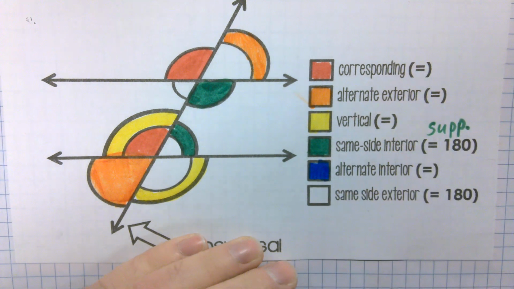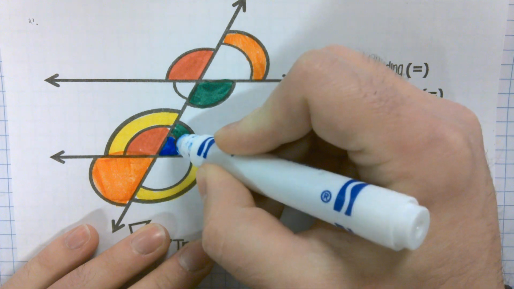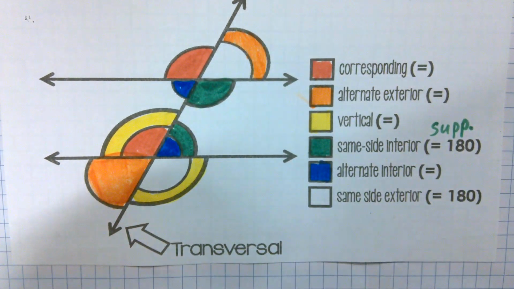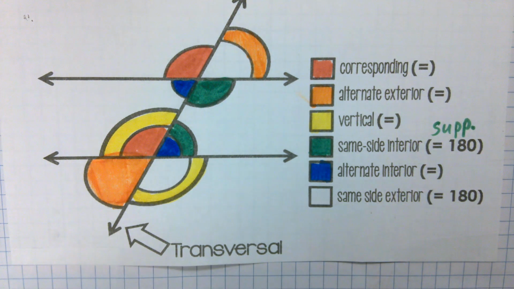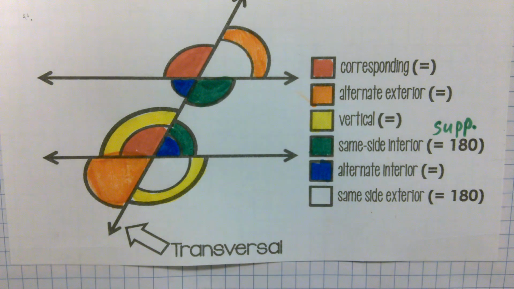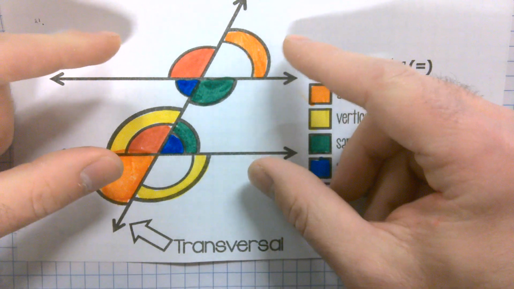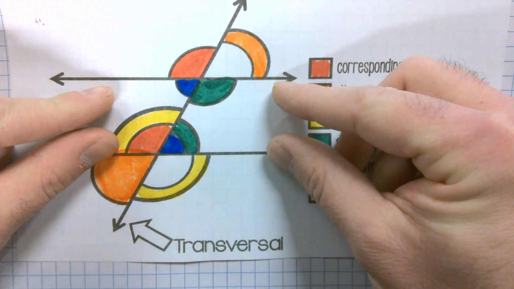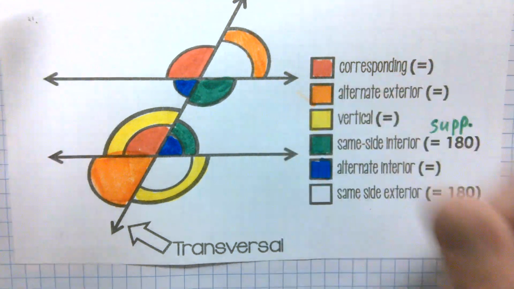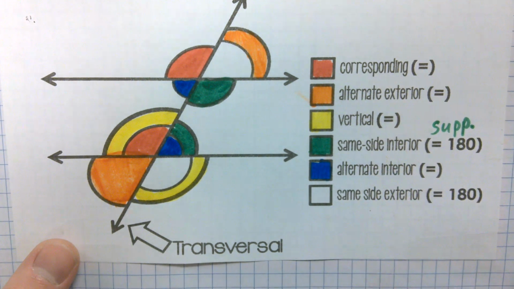Next, we have alternate interior angles. It's going to be these two little ones here we're going to color in blue. Alternate interior angles. They're on opposite sides of the transversal. One's on the left, one's on the right. Is that blue? It is blue. And they are on the interior of my parallel lines. These are also equal to each other.